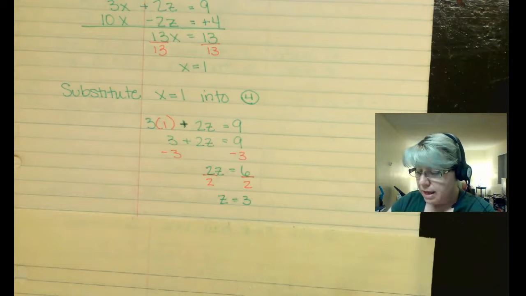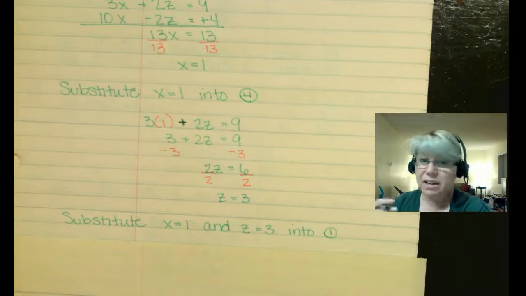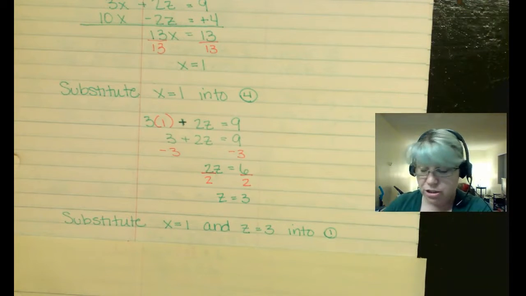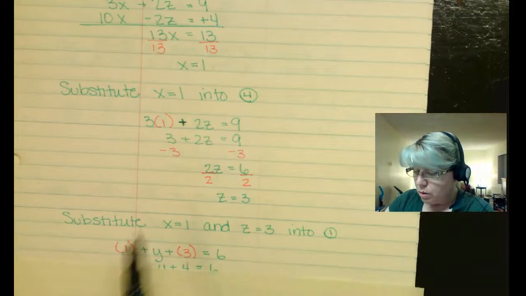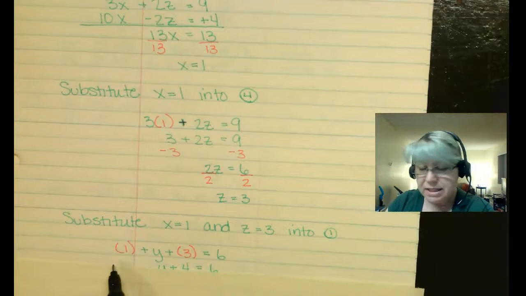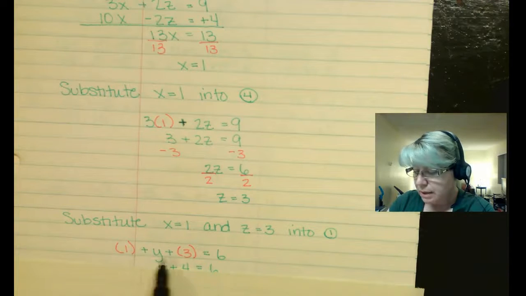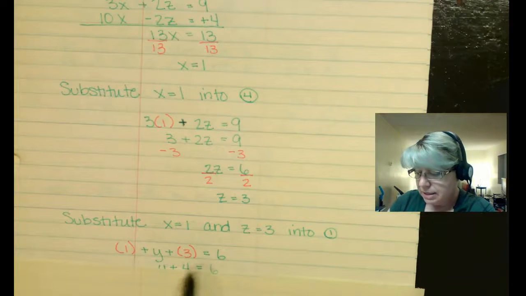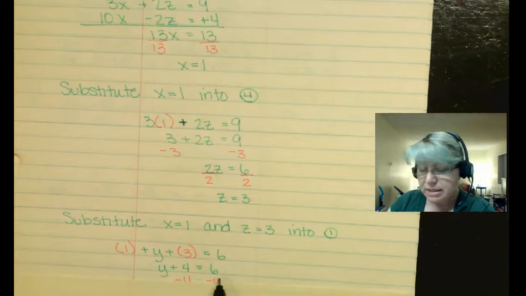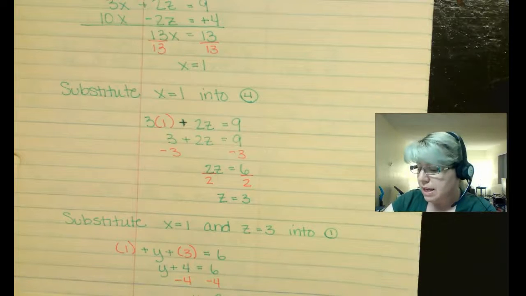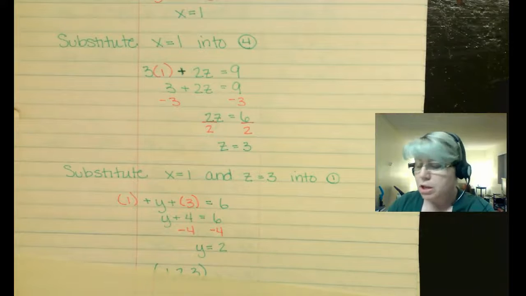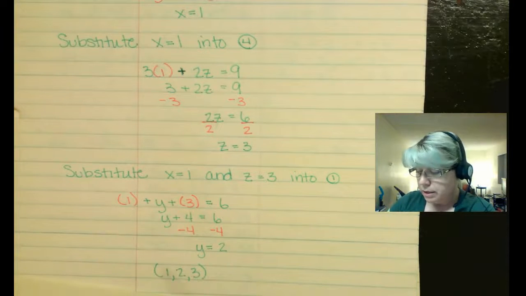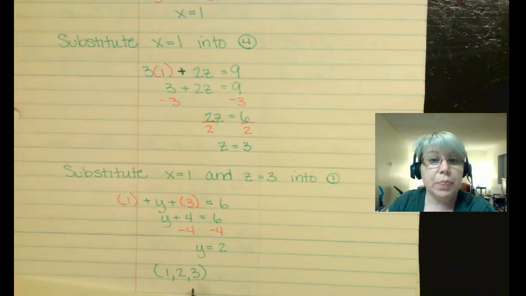So now that we know what x is and what z is, we can use both of those and plug them into any of the three original equations. I'm going to choose 1. So it was x plus y plus z equals 6, so 1 plus y plus 3 equals 6. y plus 4 equals 6. Subtract 4 from both sides. Therefore, y equals 2. So our ordered triple is 1, 2, 3.